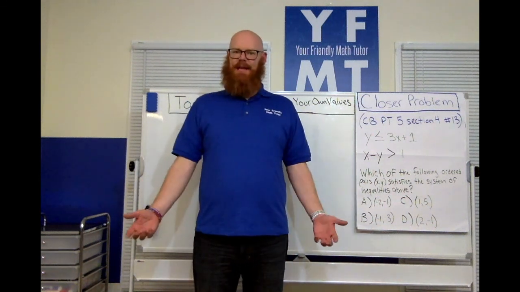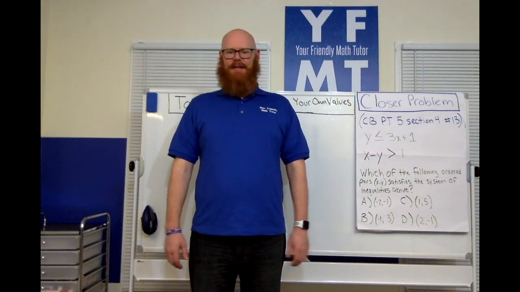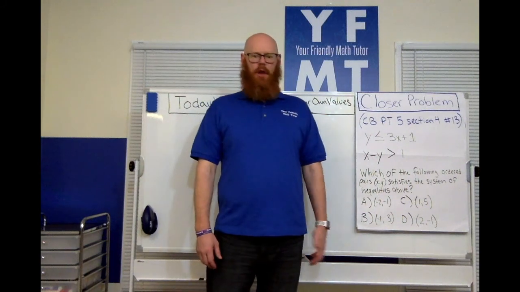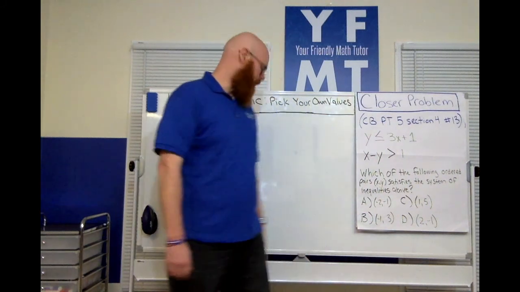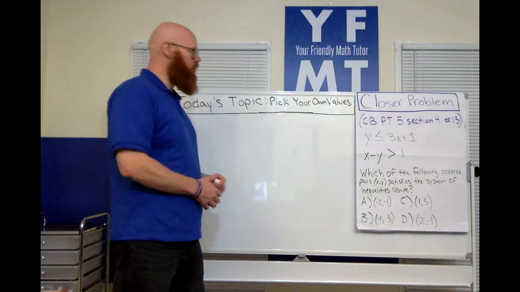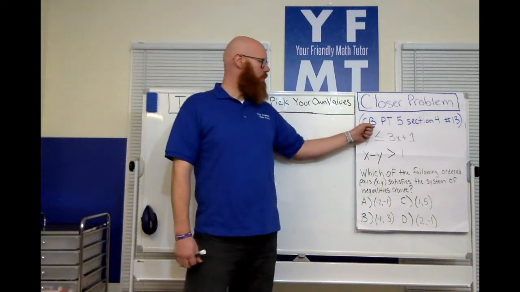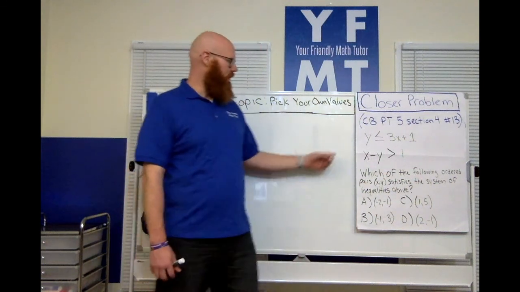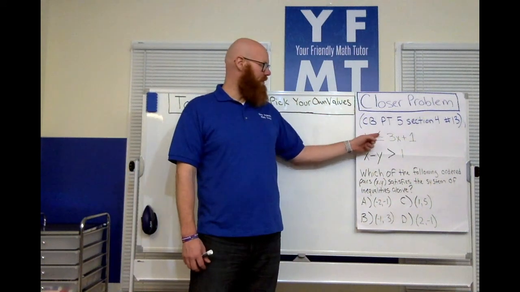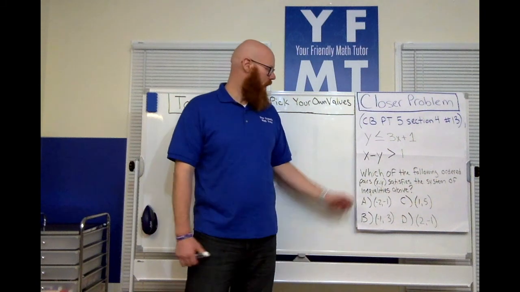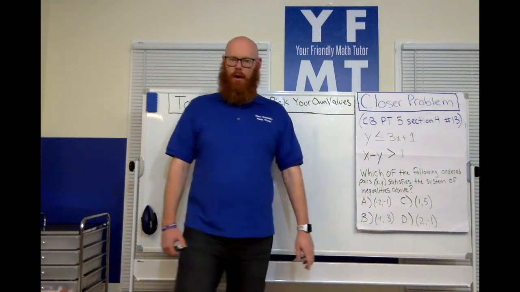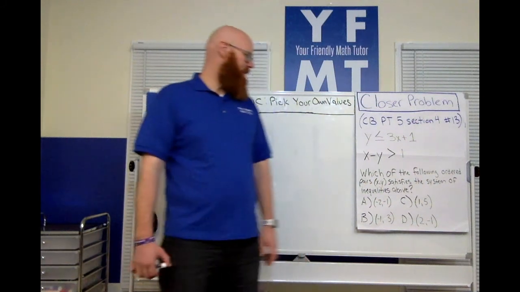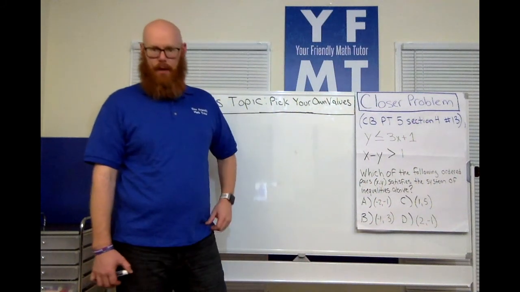Before we get to today's strategy, let's review last episode's strategy of plugging in answer choices by going over the closer problem from episode 1. So just to review, that problem was College Board Practice Test 5, Section 4, number 13, and it was this system of inequalities: y is less than or equal to 3x plus 1, and x minus y is greater than 1. The question says, which of the following ordered pairs, x comma y, satisfies the system of inequalities above?